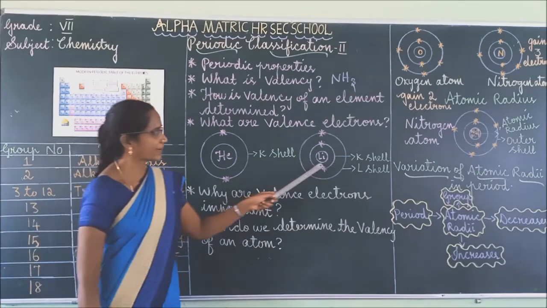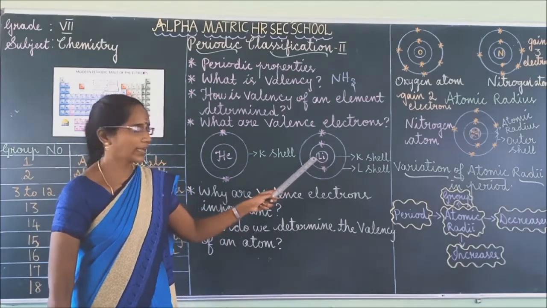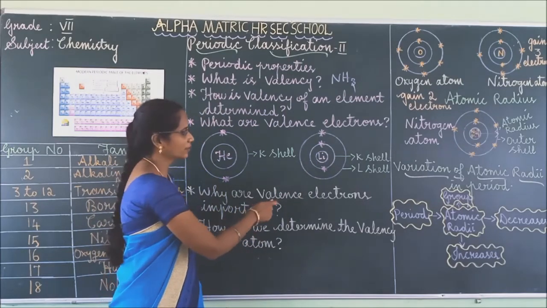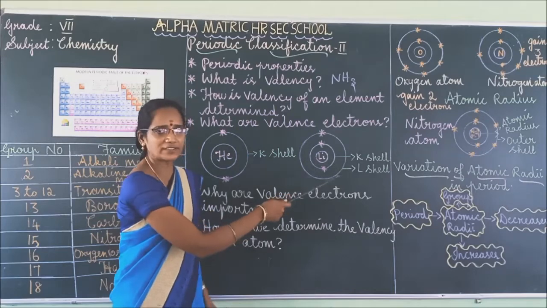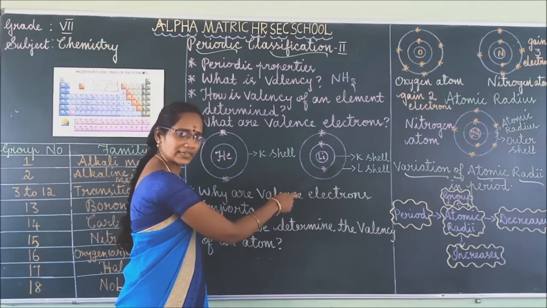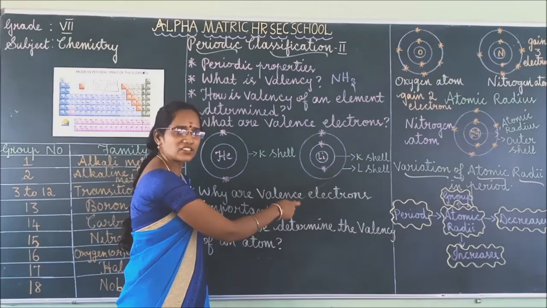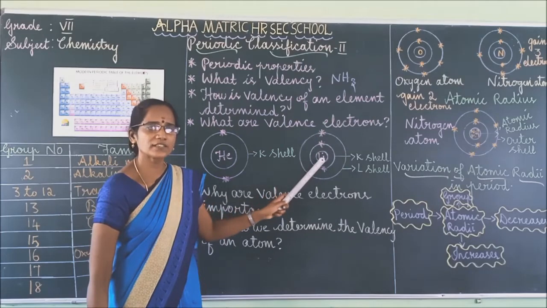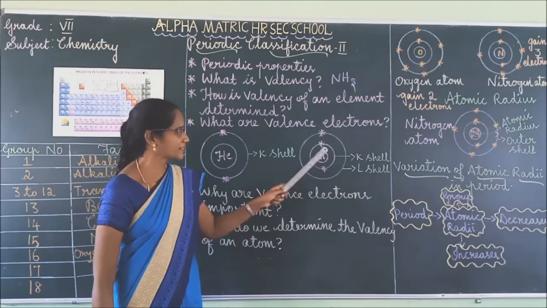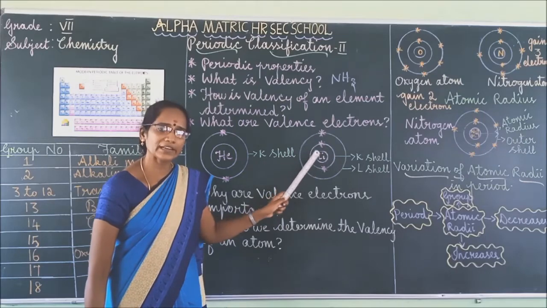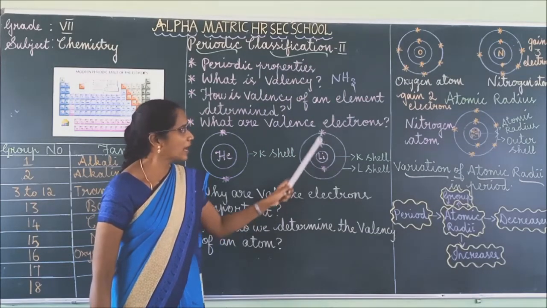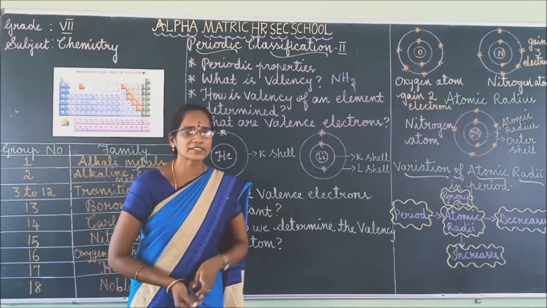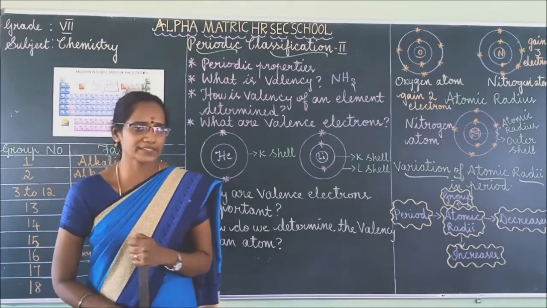Good. So next we can move to the lithium atom. So this is the lithium atom. If you see the lithium atom, it has 2 shells. This is the K shell, that is the first shell, and this is the L shell, that is the second shell. In the K shell, how many electrons are present? 2 electrons are present. And in the second shell, that is in the outermost shell, how many electrons are present? Only 1 electron is present, isn't it?